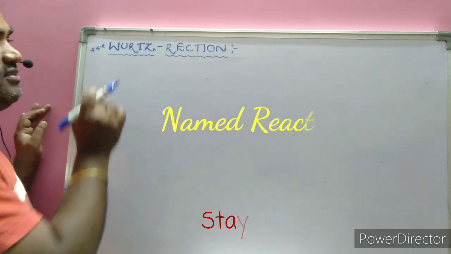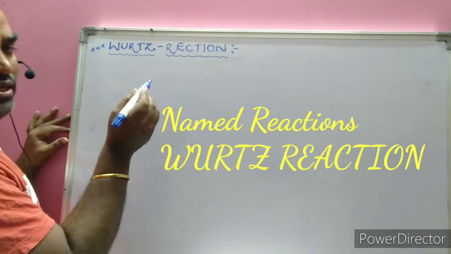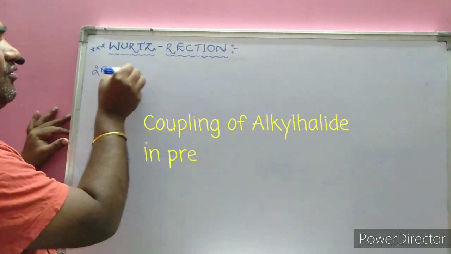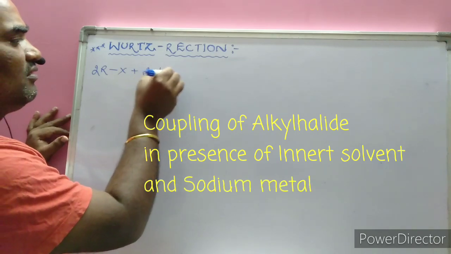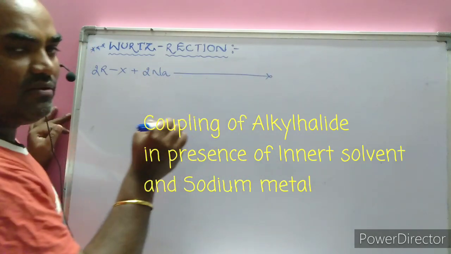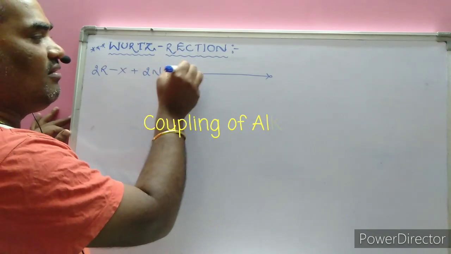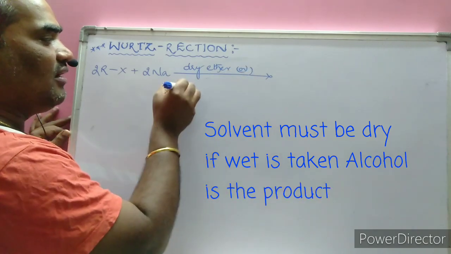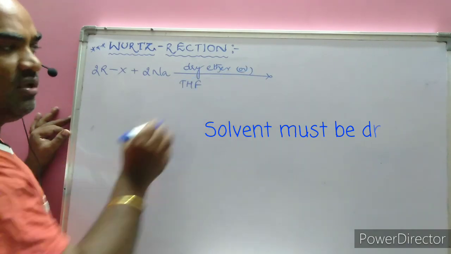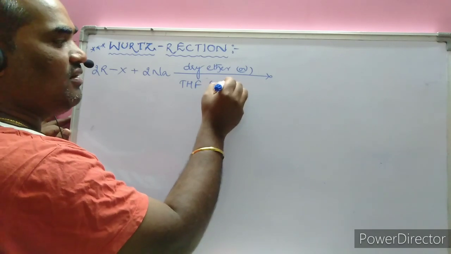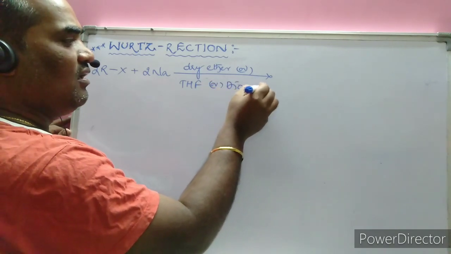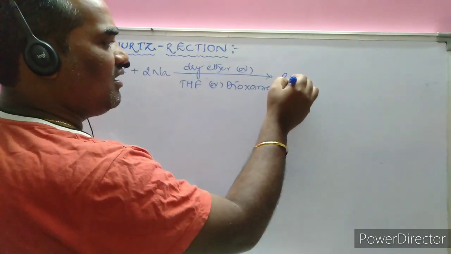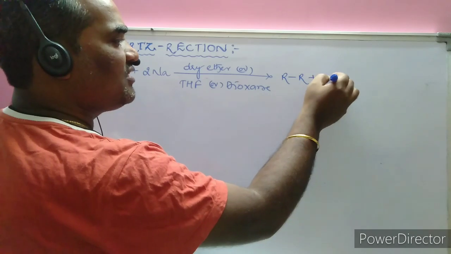Today the discussion topic is the Wurtz reaction. What is the Wurtz reaction? An alkyl halide reacts with sodium metal in the presence of an inert solvent like dry ether, or instead tetrahydrofuran or dioxane, any one of the inert solvents, and an alkane containing twice the number of carbons is obtained.